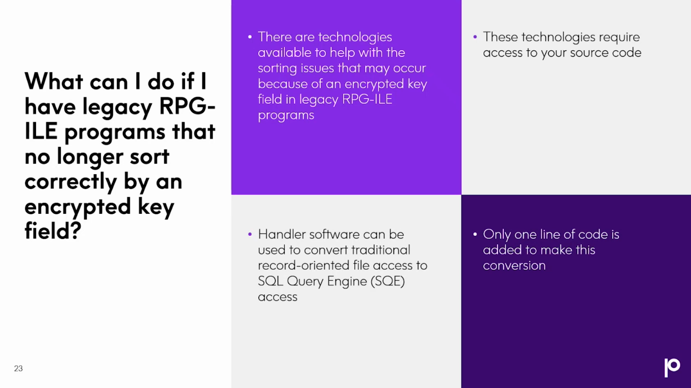And they do require access to your source code. So if you happen to buy a third-party software package from a vendor, hopefully they gave you the source code, or you can get the source code, because you're going to have to add an F-spec to your RPG program. I'll show you what that looks like here in a second.